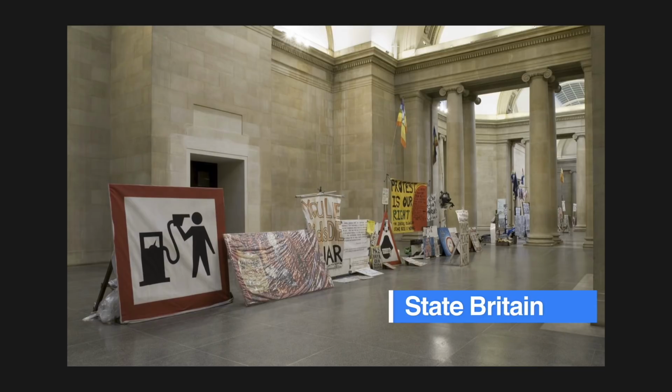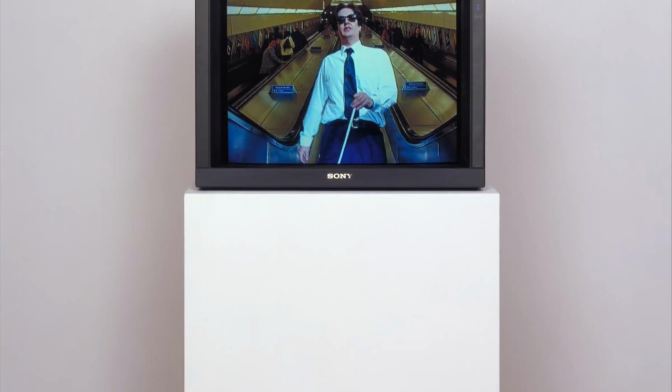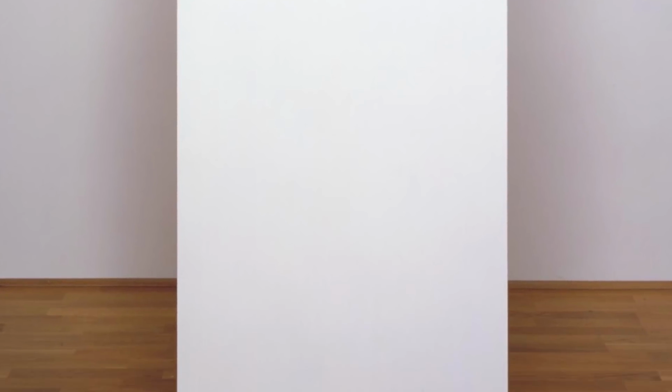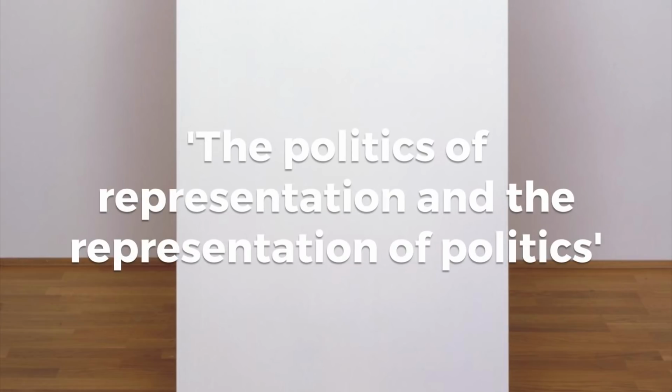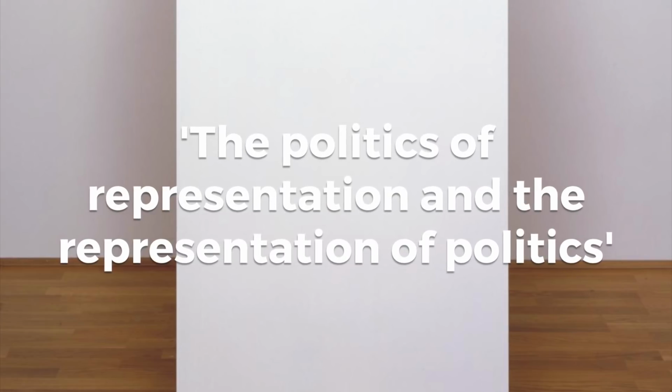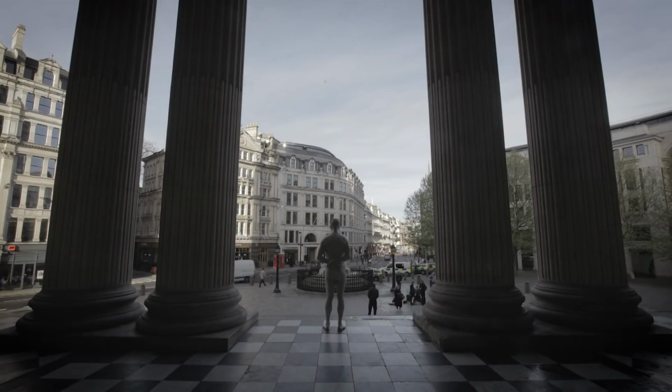And he won it with a highly political work which was called State Britain, which was the recreation of a protest camp set up by a peace campaigner in Parliament Square. And that's really typical for Wallinger's work, because his work is always very politically engaged. As he says himself, art is about the politics of representation and the representation of politics.